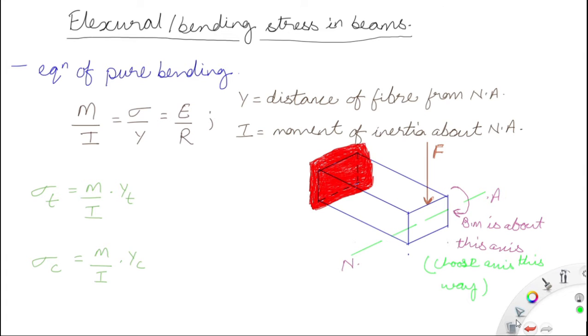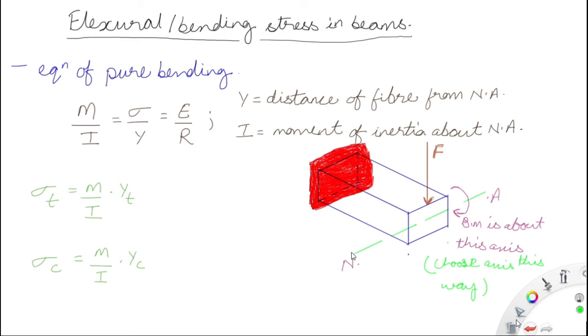So M is the bending moment, I is the area moment of inertia, sigma is the bending stress, y is the distance of the fiber from the neutral axis, E is the Young's modulus, and R is the radius of curvature. Now sigma T is the tensile stress, because as seen in this figure, the force is acting, so in the upper portion tensile stress will be generated, while in the bottom portion compressive stresses will be generated.